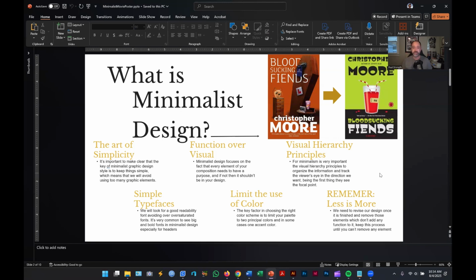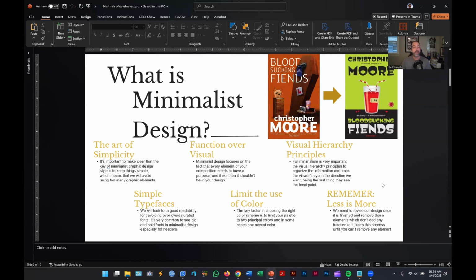Now, limit the use of color. Too much color is a lot. It can become busy. It could also be that you have a pattern there. You don't need a pattern. Keep it simple. The key factor in choosing the right color scheme is to limit your palette to two principal colors, and in some cases, maybe one accent color. So if we look over here, we do see that there's black and white, but there's green and there's red. So we're really black and green, and red's kind of our accent color.